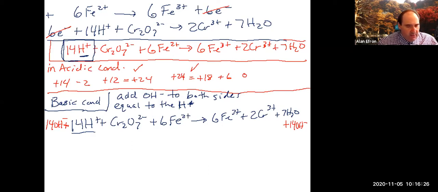Now, as you may know, when you have H plus and OH minus, those two like to make water. So the side that has both the H plus and OH minus on it, they will combine. In this particular case, that will combine to make 14 waters, and everything else will remain the same here.